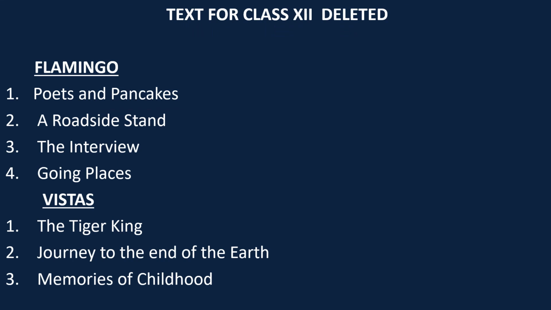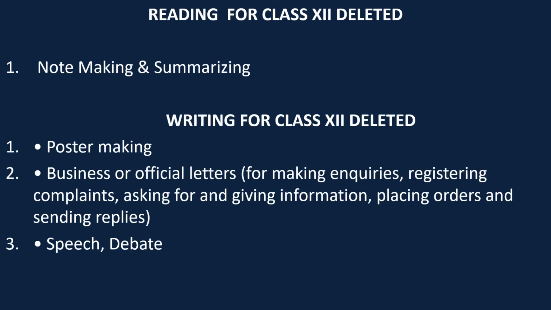Quickly going through what has been deleted. In Flamingo, one poem has been deleted, that is A Roadside Stand, and 3 lessons: Poets and Pancakes, The Interview, Going Places. In Vistas, 3 lessons have been deleted: The Tiger King, Journey to the End of the Earth, and Memories of Childhood.